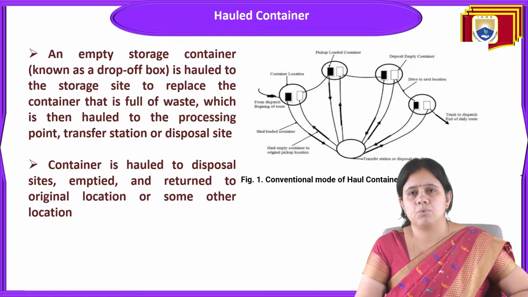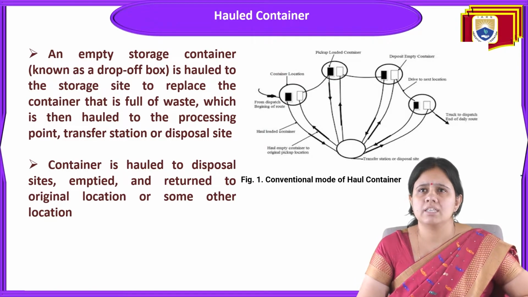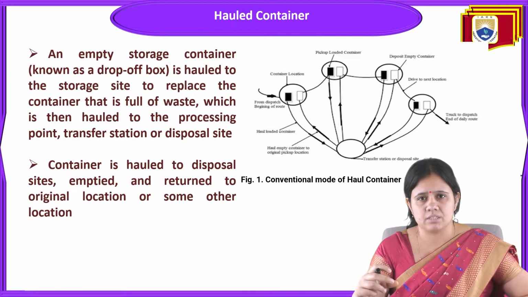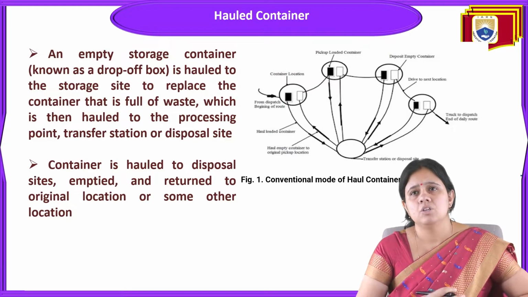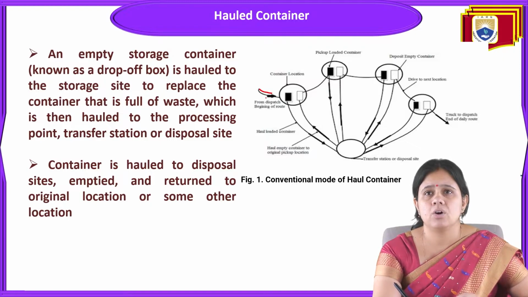Now comes the next point: how does this process take place, how will this haul container system work? An empty storage box is known as a drop off box. One empty container is there and one full container is there. So what happens during the whole process? First of all, you can see in the picture, this is the beginning or dispatch of the route.